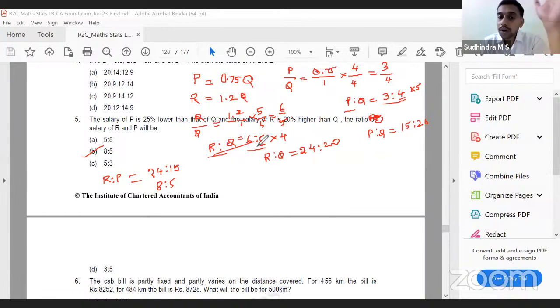We don't want P is to Q, neither R is to Q. We want R is to P. To find R is to P from these two ratios, the common element is Q. So I want Q to be equal in both the ratios. Here I have Q as 4, here I have Q as 5. To bring it equal, the LCM of 4 and 5 is 20. So I'll multiply this ratio by 5 so that I get 15 is to 20. I'll multiply this ratio by 4 so that I get 24 is to 20. Here Q is 20, here also Q is 20. So I can compare R and P. R is 24, P is 15. R is to P is 24 is to 15. Simplify, 8 is to 5. Thank you, sir.